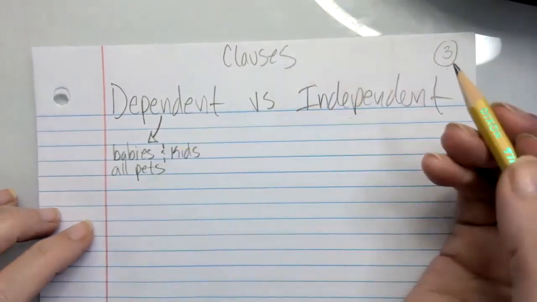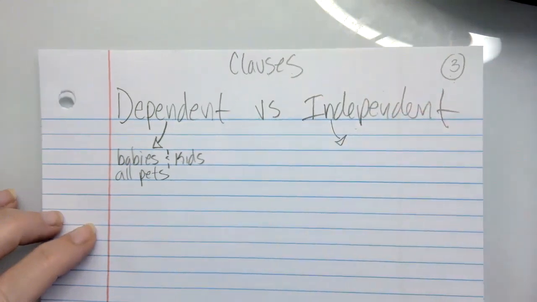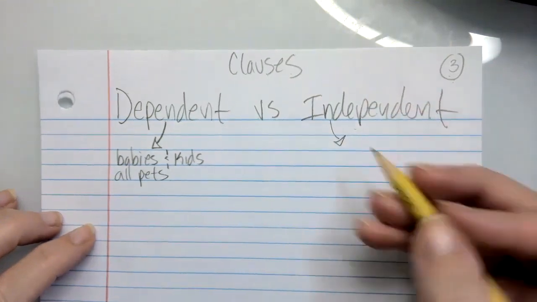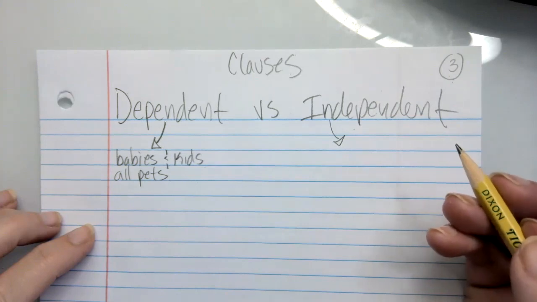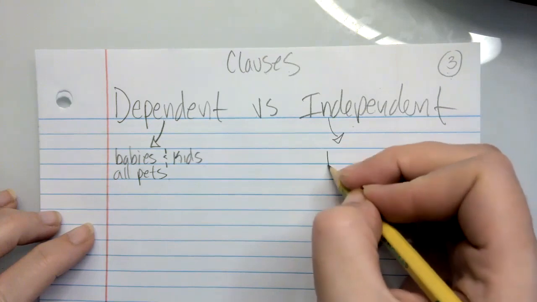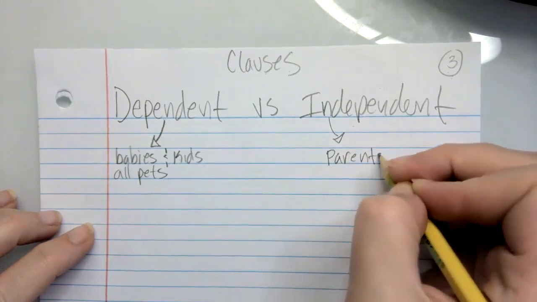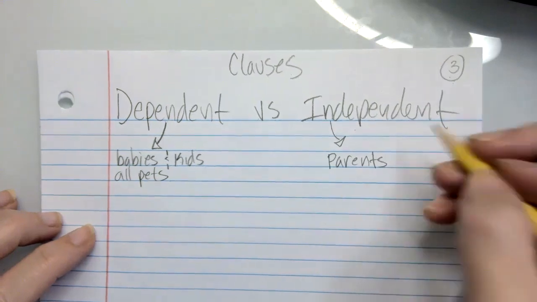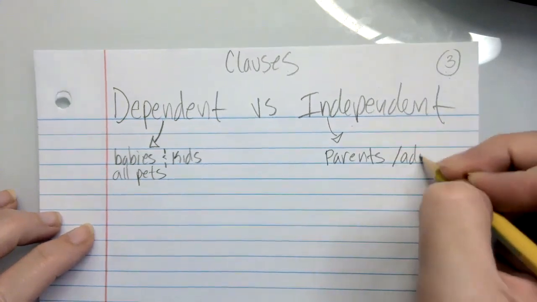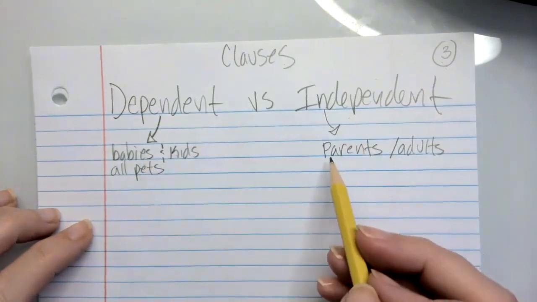So then if we think about that, what does it mean to be independent? Well, if we're independent, we stand alone, we survive alone. We can if we need to, okay? So who is independent as far as survival is concerned? Parents are independent, right? Our parents, adults. We'll do slash adults. We're talking parents, kind of versus kids.